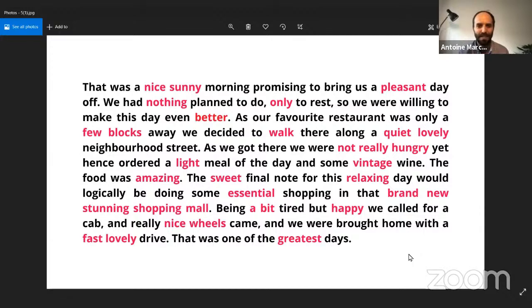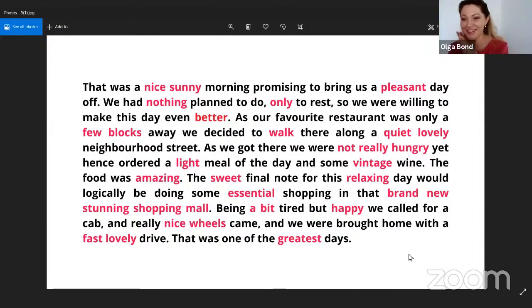The bitter final note for this tiring day would logically be doing some meaningless shopping in that ancient, ugly corner shop. Being really tired but sad, we called for a cab and really... oh, it's a rocket. And a really tiny booster came, and we were brought home with a long, terrible drive. That was one of the worst days ever.